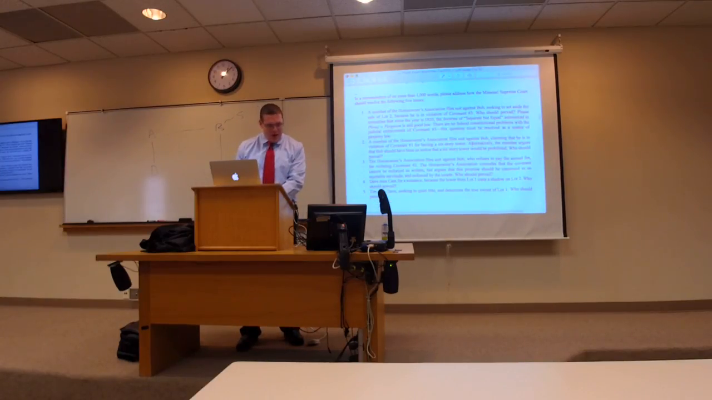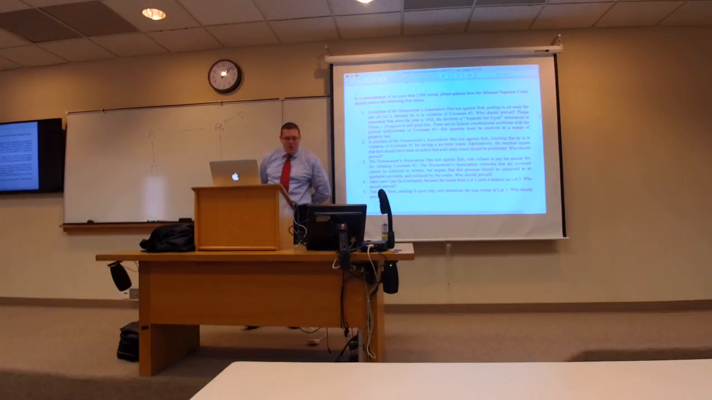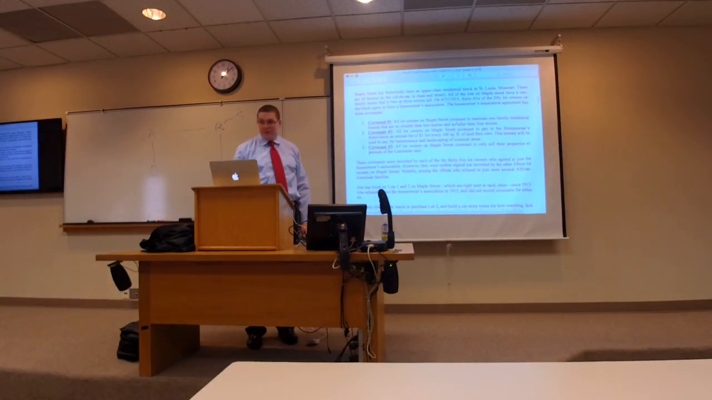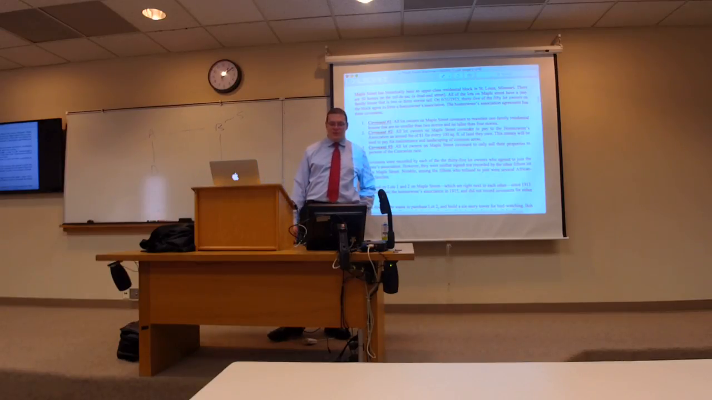Let's look at number 2. I can't remember what question number 2 was. Ah, that's right. A member of the homeowners association files suit against Bob, claiming that he is in violation of covenant number 1 for having a 6-story tower. Alternatively, the member argues that Bob should have been on notice that a 6-story tower would be prohibited. So let's go back to our facts. What was covenant number 1? All lot owners on Maple Street covenant to maintain one-family residential houses that are no smaller than 2 stories and no taller than 4 stories.